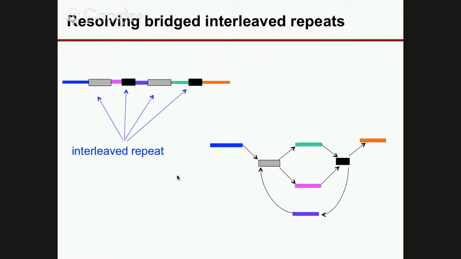So, since I choose k to be less than L interleaved, now on the k-mer graph it looks like this. So what is this picture? Let's understand this. This node is repeated here. So this node actually represents these two copies. And this brown node represents these two copies.